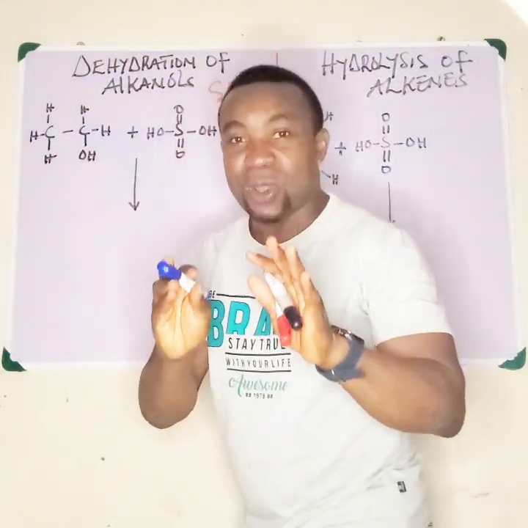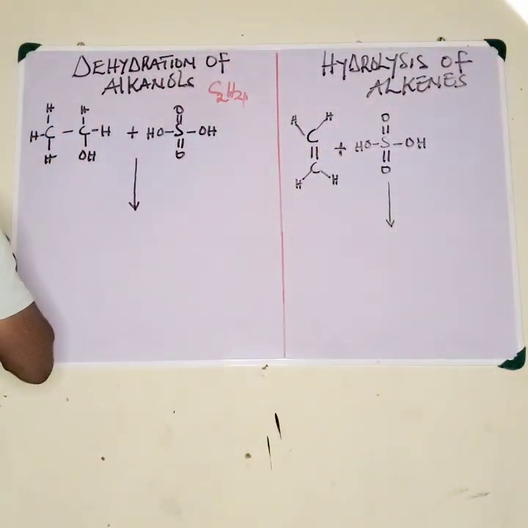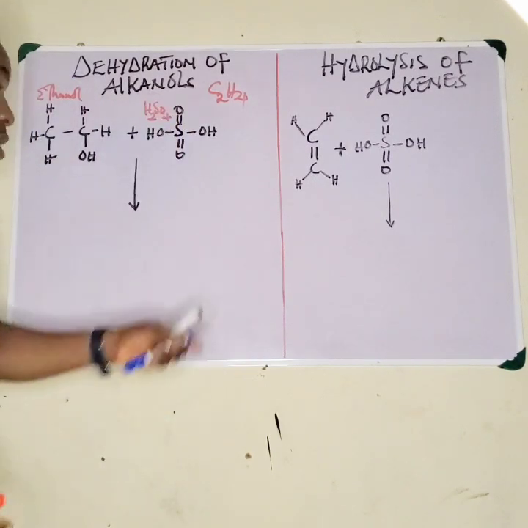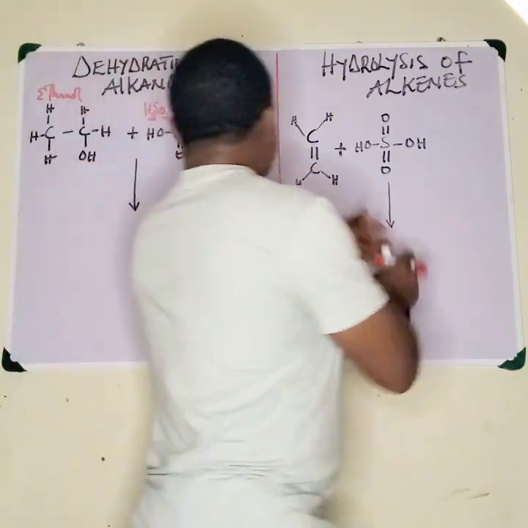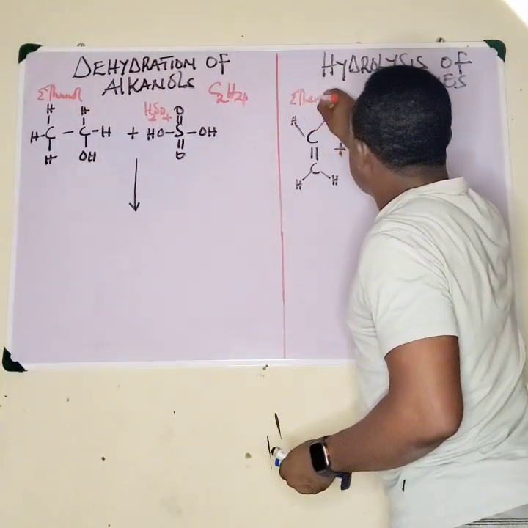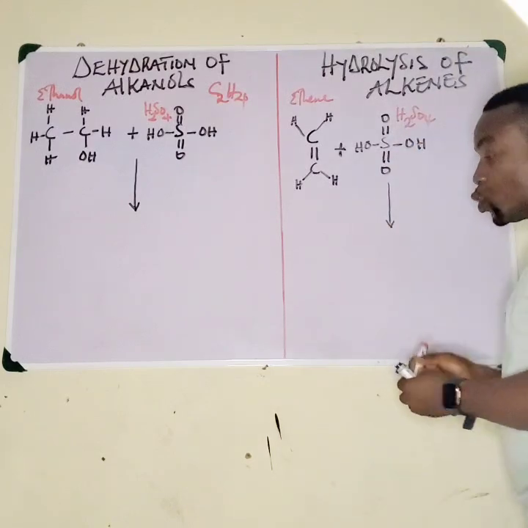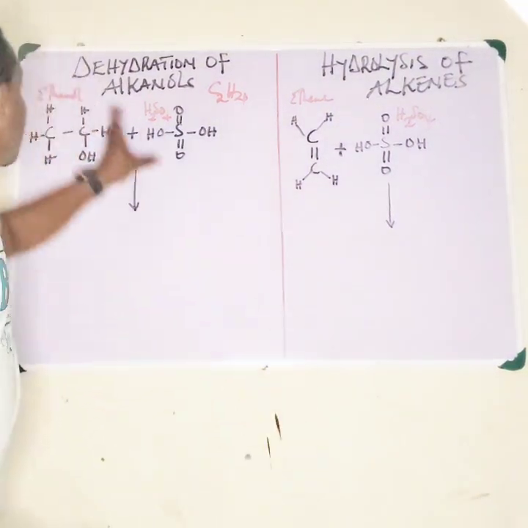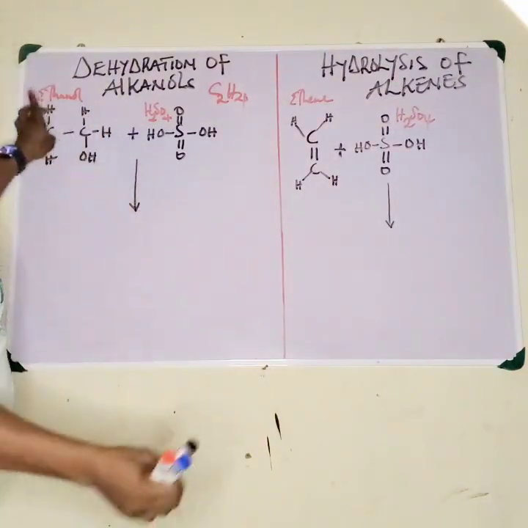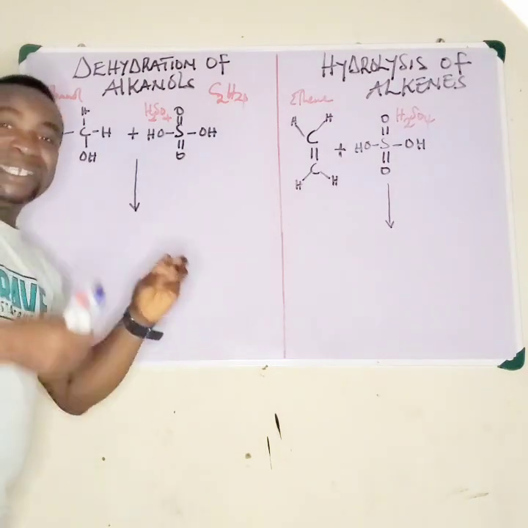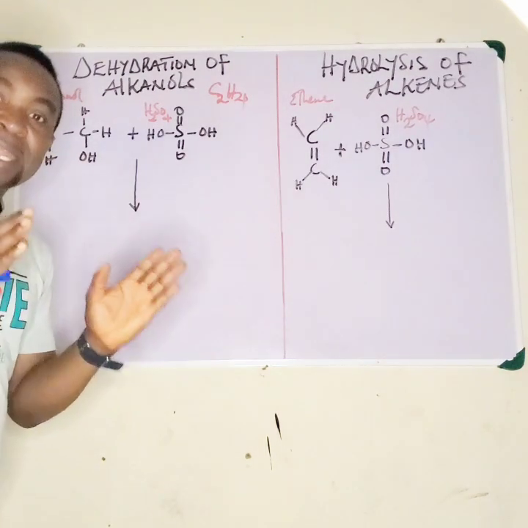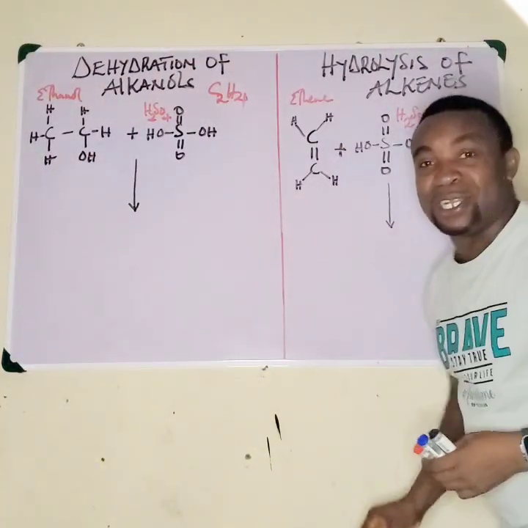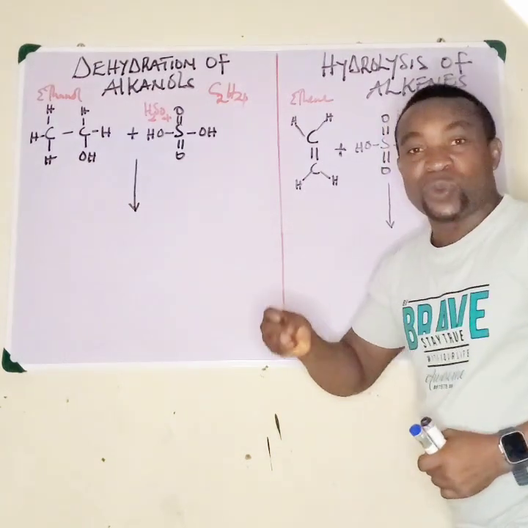alcohol. Try to understand. This is ethanol, and this is the structure of H2SO4. Here is ethene, and here is also H2O. So these two reactions are very important to us as chemists. Now, the hydration of alkanols, for example ethanol, can give us ethene and H2SO4, while hydrolysis of alkenes, that is ethene, will give us ethanol and H2SO4.